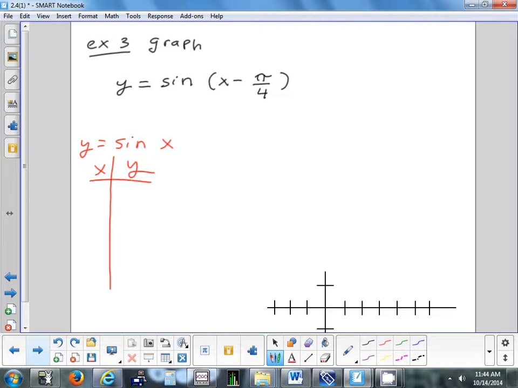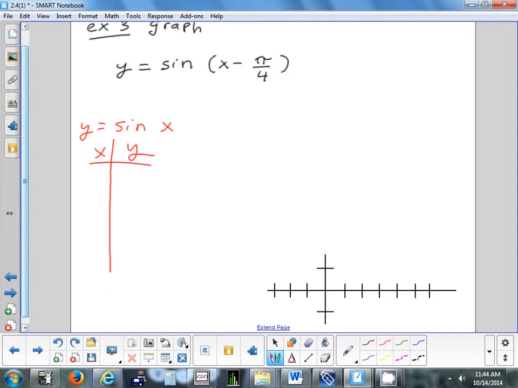Okay, let's get our original values. How about Tom? Can you give me my original x values for sine x? Yep, starts out at 0. Good. Pi over 2. And last one? 2 pi. Good. Okay, you can't really mess up the x values if you mix up the tables because they're the same, but the y values you can.